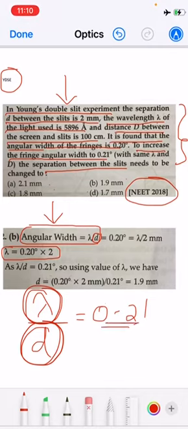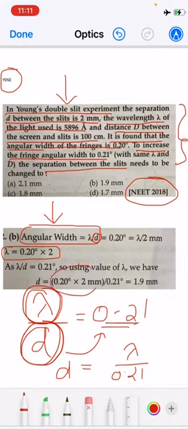I know what the angular width is, so I'll take d on this side and I will get lambda upon 0.21. Now what is lambda? Lambda is 0.2 into 2, which is 0.4 upon 0.21, which is almost 2, not yet 2. It is 1.9. And since small letter d is in millimeter, my answer will be 1.9 millimeter. Therefore, my answer will be B, which is 1.9 millimeter.